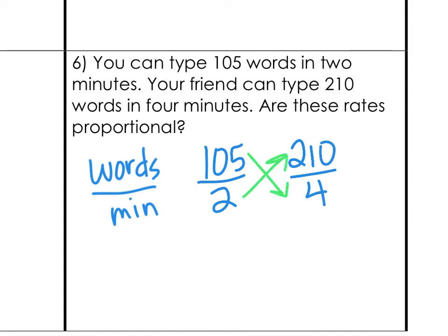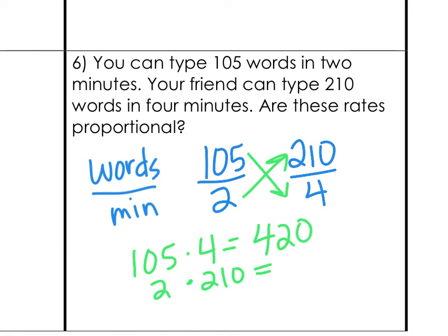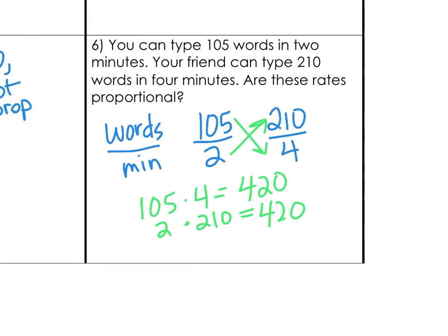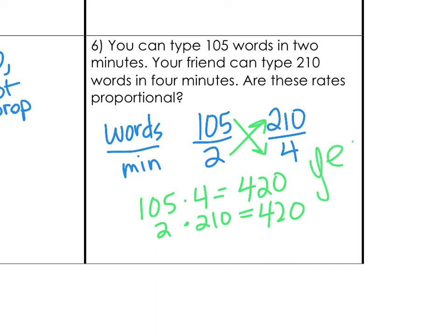Cross products. So I'm going to do 105 times 4 and 2 times 210. Oh, I know that one. Ugh, of course it has to be. Come on, man. Don't you know that this is middle school? Why you got to bring up these numbers? You're welcome. They're 420, and they're both equal to each other. I did not make up that problem. So, yes.